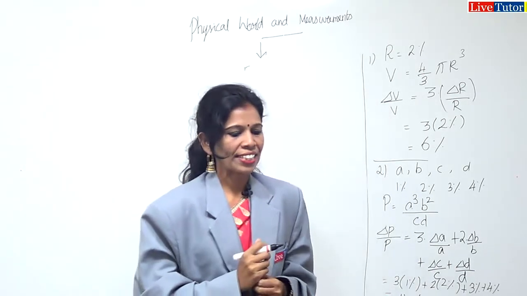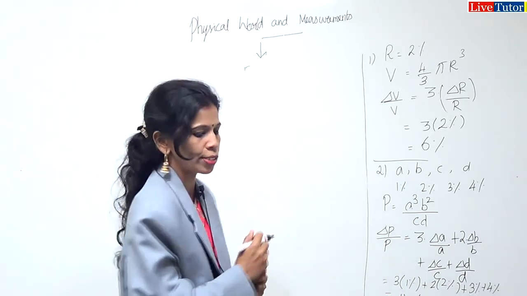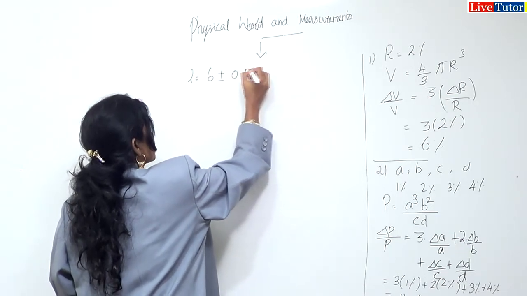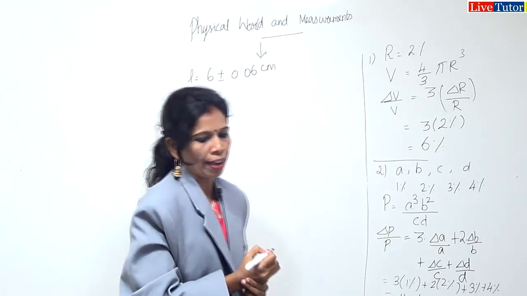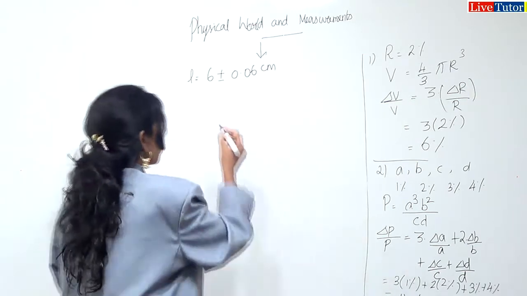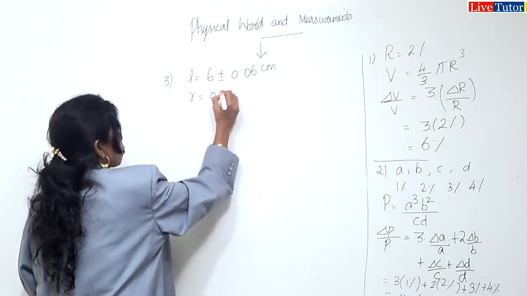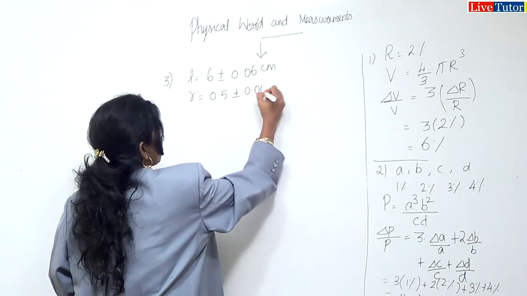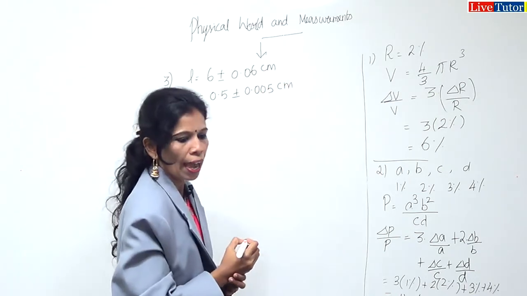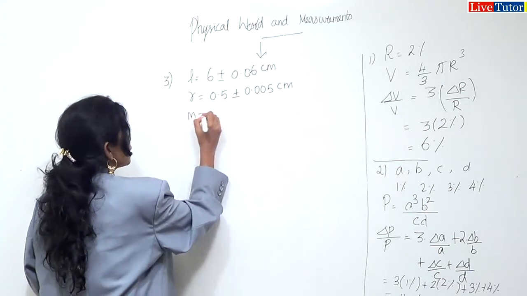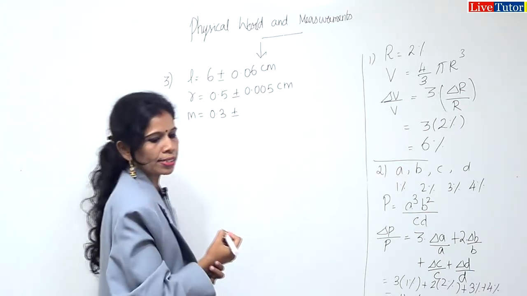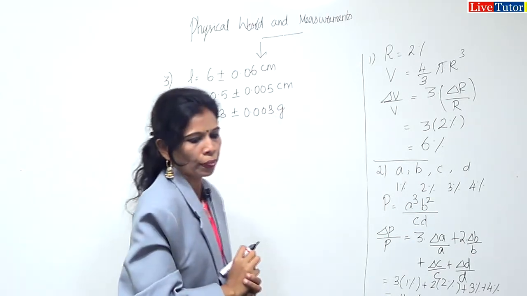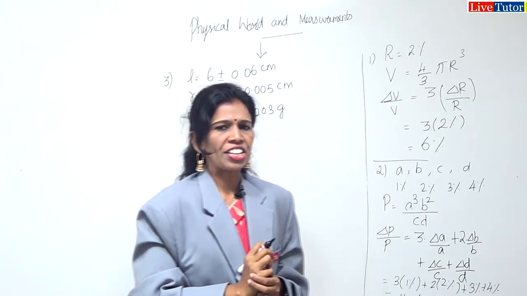A wire of length L equal to 6 plus or minus 0.06 centimeter, and radius R equal to 0.5 plus or minus 0.005 centimeter, and mass M equal to 0.3 plus or minus 0.003 gram. Maximum percentage error in density is.